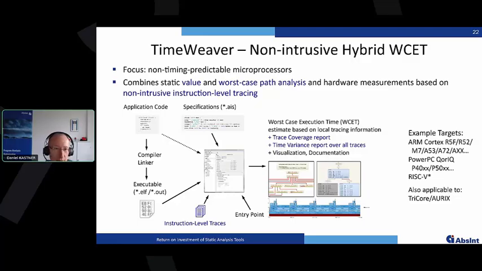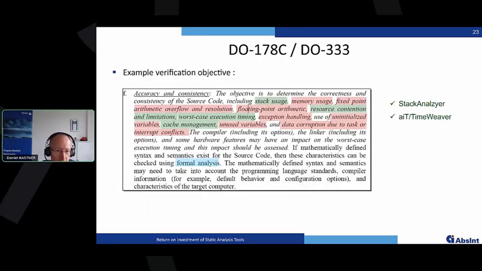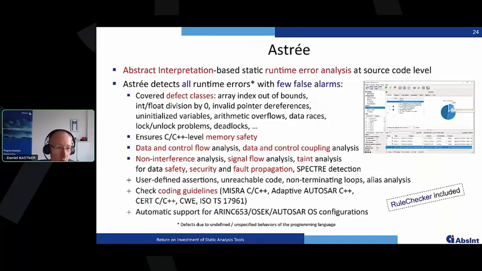Now going back to DO-178C, with what we've seen so far, we can already discharge quite some elements of this objective, accuracy and consistency, I've shown before. But some stuff is still missing. So now let's have a look at this. And this is basically where R3 contributes. This is our abstract interpretation-based runtime error analysis tools.